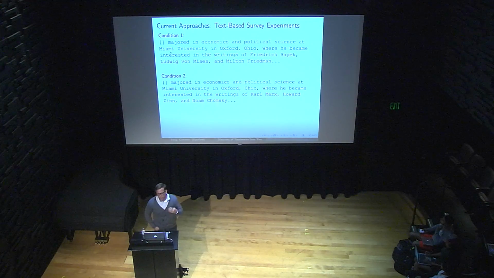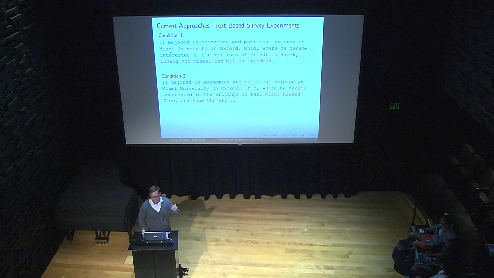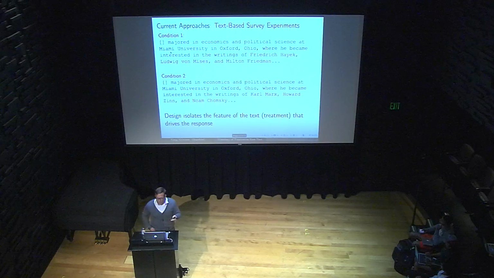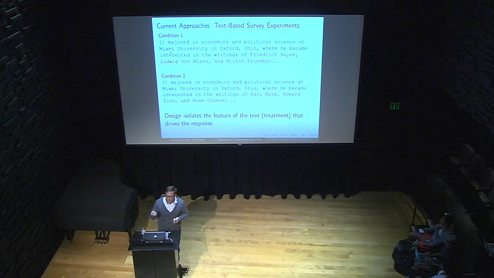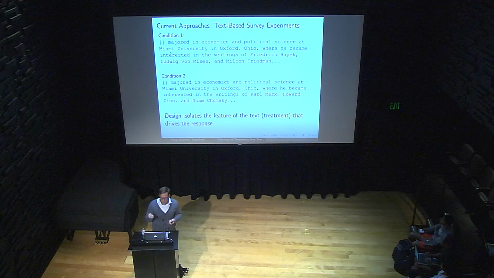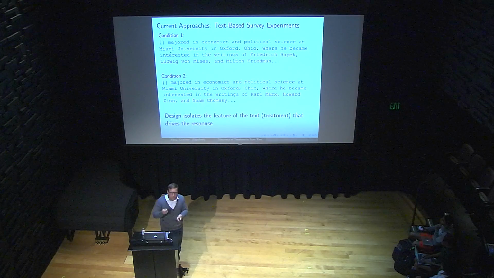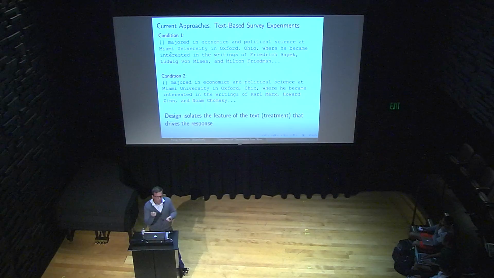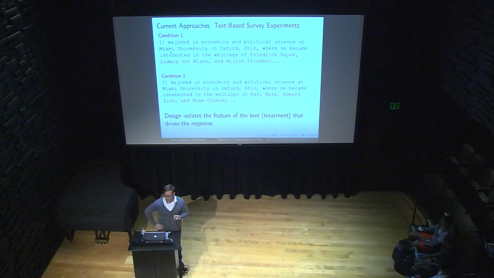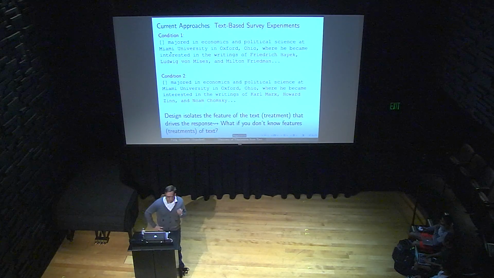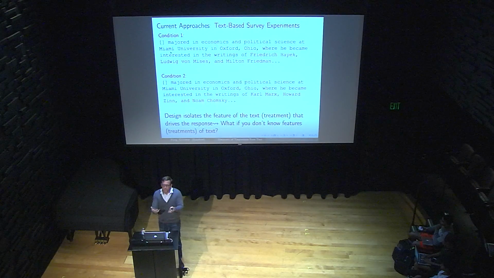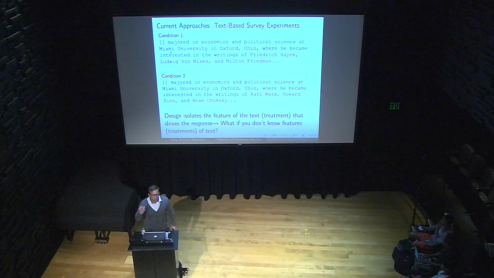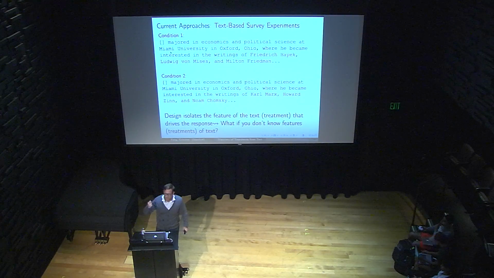And then the second condition could describe someone who attends Miami University but also reads as if they had gone to Berkeley, right? And so this design is nice because it's going to isolate the feature of the text or the treatment. And so we know what's going to be driving the response. We know that the difference between these two is the only thing that could be explaining the differences between these two texts. But this supposes that we know what features of the text we want to manipulate, that we know beforehand what the things are that we want to make an intervention on.